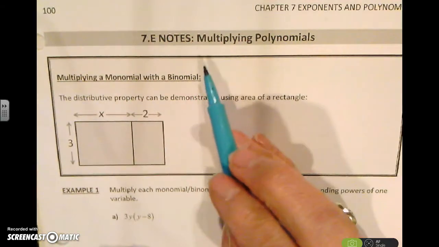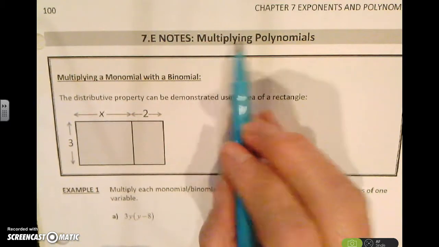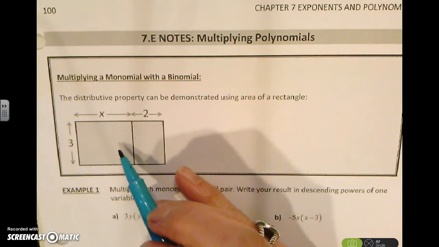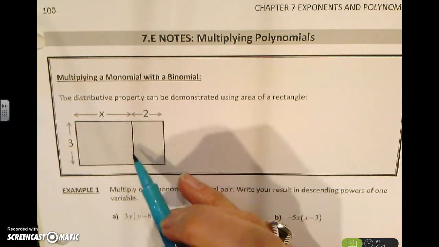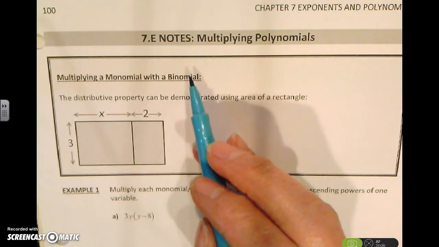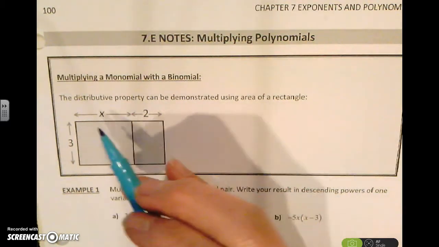In the last section, we added and subtracted polynomials. Well, today we're going to multiply polynomials. So this is going to be a little bit of a visual of what it looks like to multiply a monomial, one term, times a binomial, two terms. So we're going to use the area of a rectangle to do that.